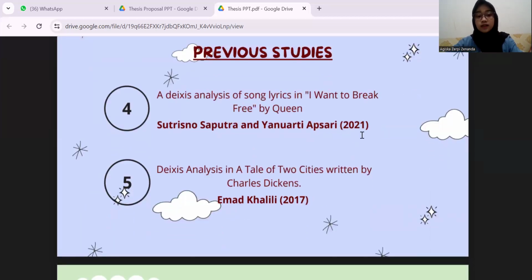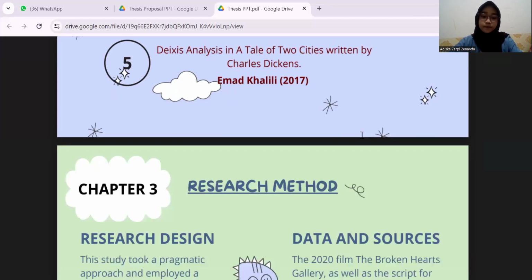For the fourth, entitled Deixis Analysis of Song Lyrics in I Want to Break Free by Queen, written by Sutrisno Saputra and Yanwarti Apsari. And for the last one, entitled Deixis Analysis in A Tale of Two Cities, written by Charles Dickens, and the writer of this article is Ahmad Khalili.